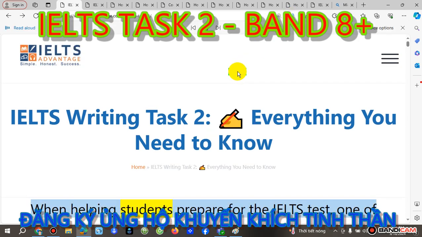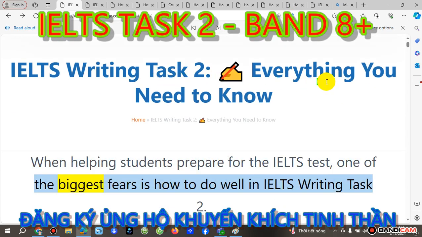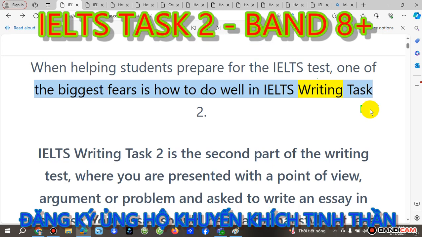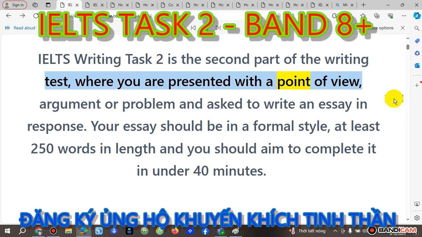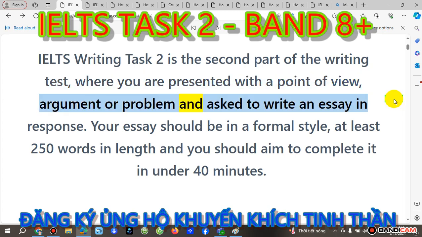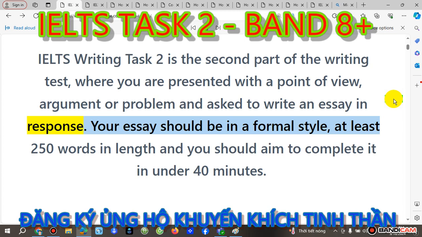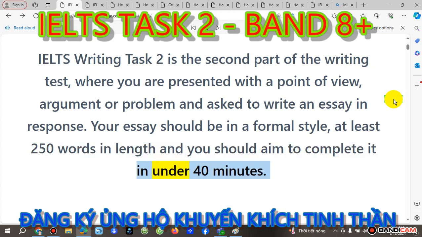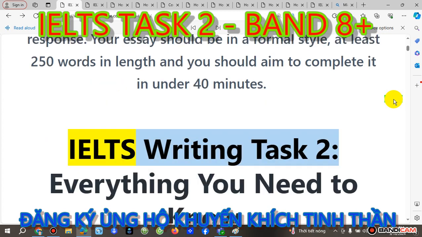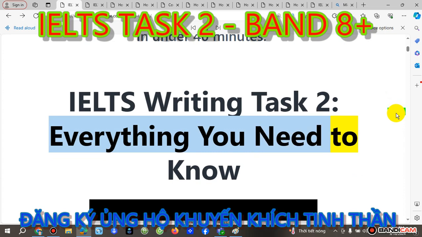When helping students prepare for the IELTS test, one of the biggest fears is how to do well in IELTS Writing Task 2. IELTS Writing Task 2 is the second part of the writing test, where you are presented with a point of view, argument, or problem and asked to write an essay in response. Your essay should be in a formal style, at least 250 words in length, and you should aim to complete it in under 40 minutes. IELTS Writing Task 2, everything you need to know.